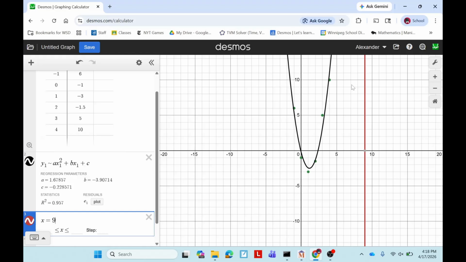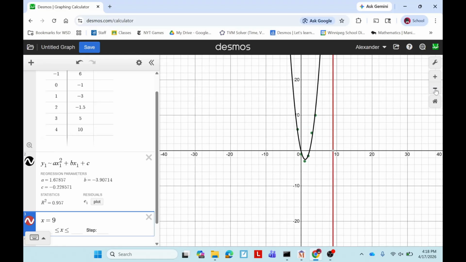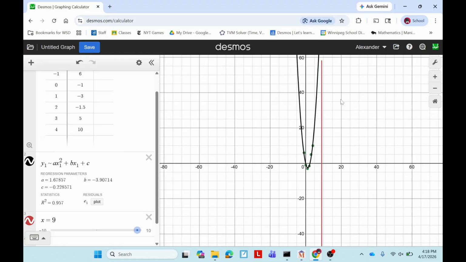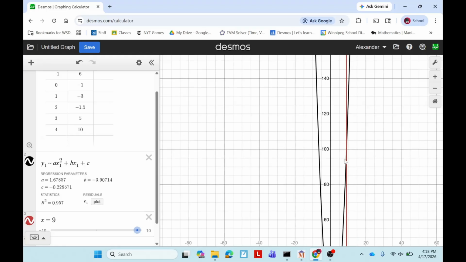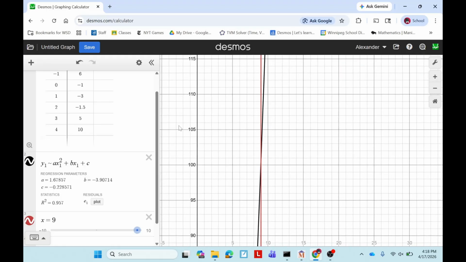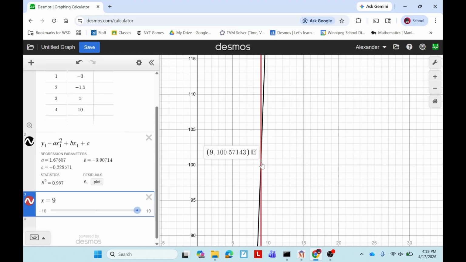You can see here that they don't cross, but we can always zoom out by clicking the minus button, or we can always drag our graph up, so we can better visualize it. So the intersection is somewhere around here. There it is. Once I clicked on the line, it popped up. So when x is equal to 9, y is equal to 100.57.